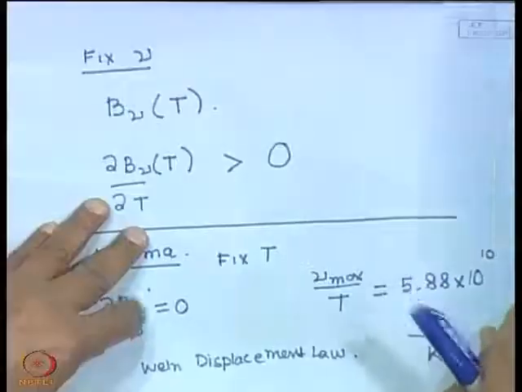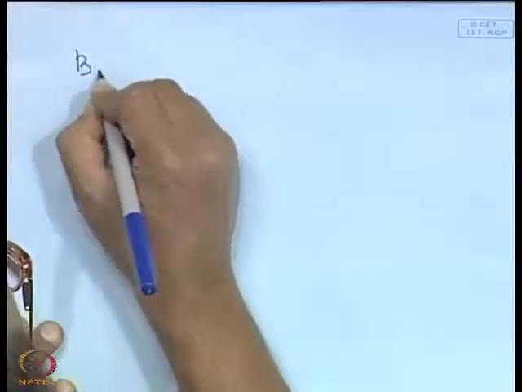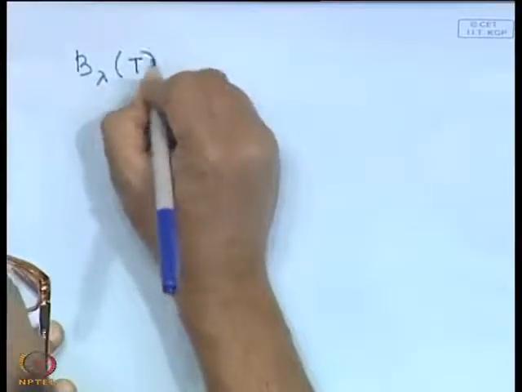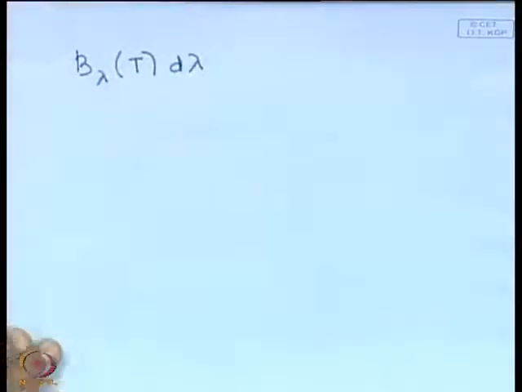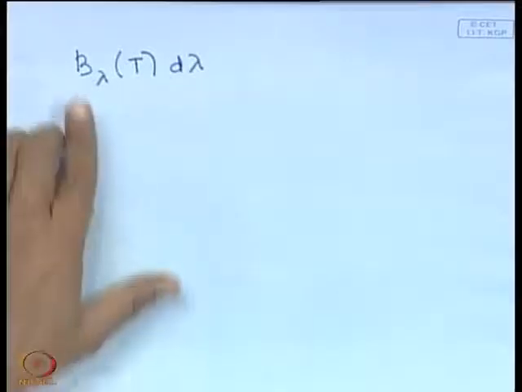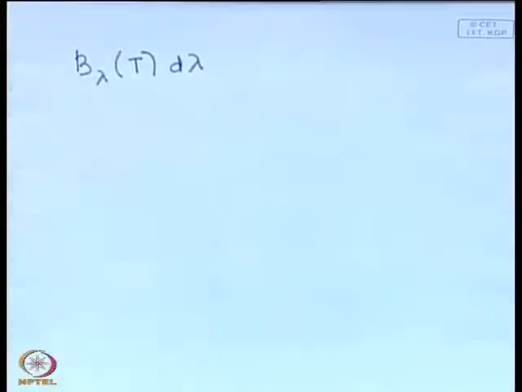Okay. Now, here we have been discussing the specific intensity, which is the energy contained in a ray per frequency interval. Now, people also often discuss another quantity, the energy contained per wavelength interval, which is B lambda, the Planck function as a function of lambda. Okay. It is not just the Planck function as a function of lambda.